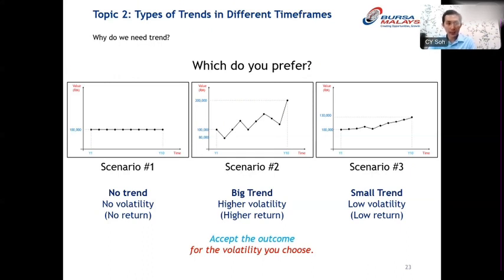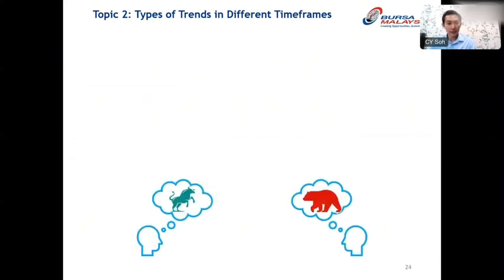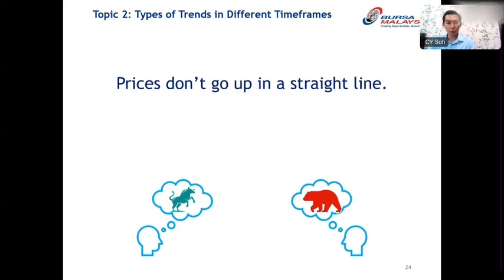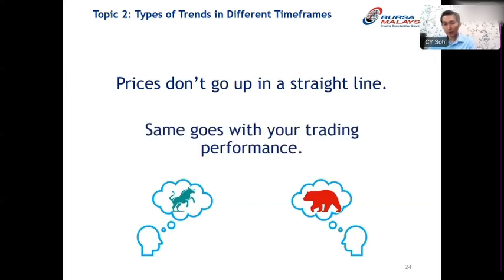And if you're doing medium and long-term trading, whereby you hold your position in a longer time frame, you will go through high volatility, higher risk, potentially with higher return as well. So similarly, to understand the concept of trend, you need to understand this. Price does not go in a straight line, and same goes with your trading performance. And remember the nature of trend. Trend has volatility, and it takes time for a trend to develop.